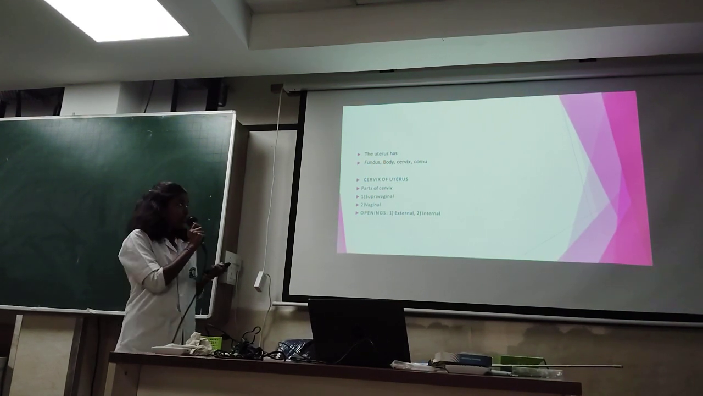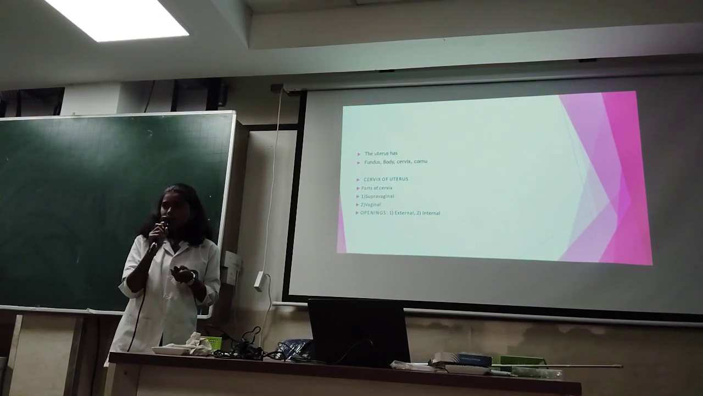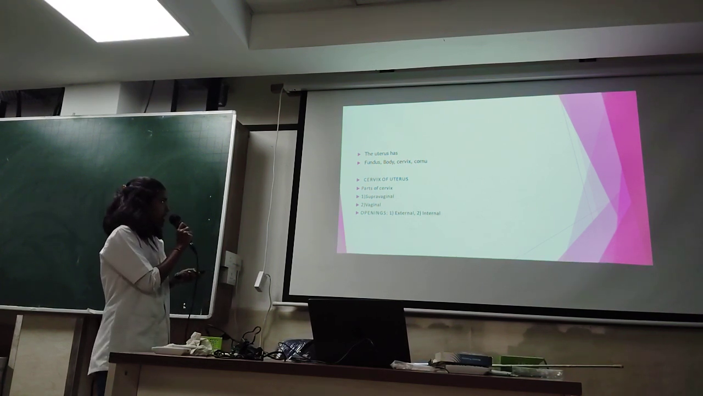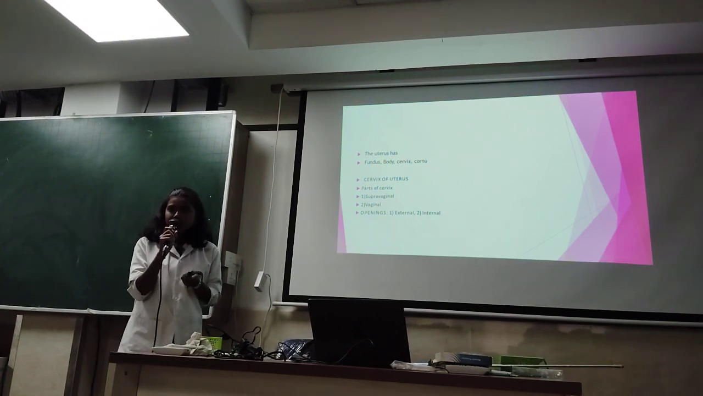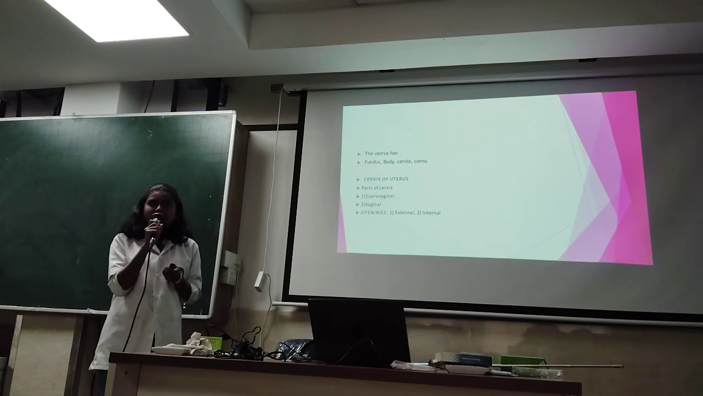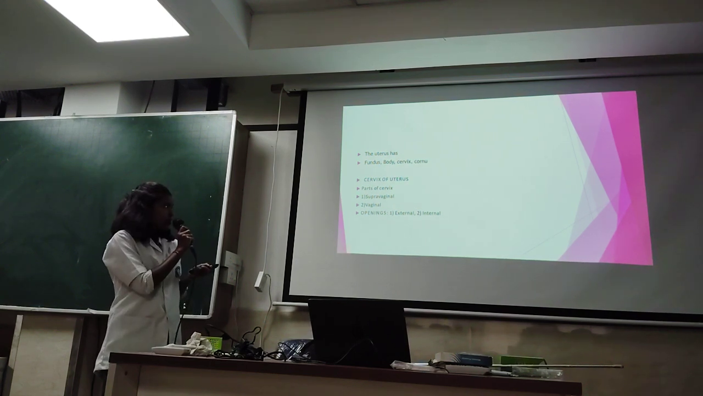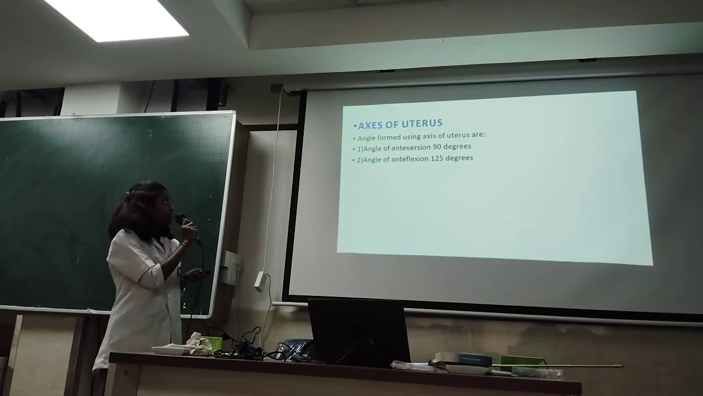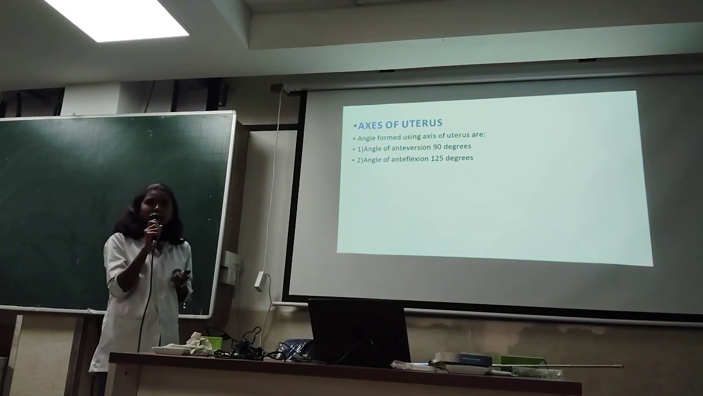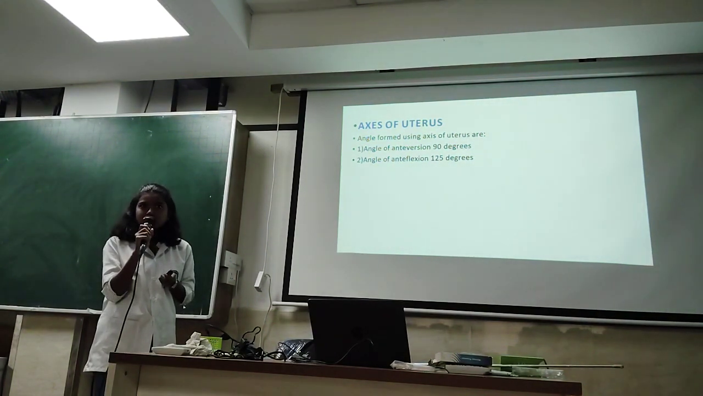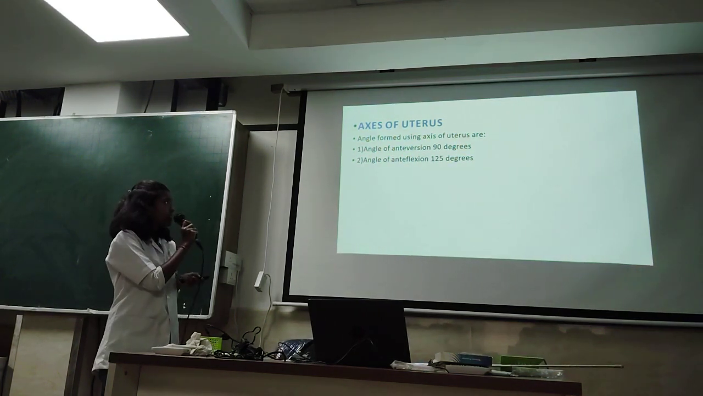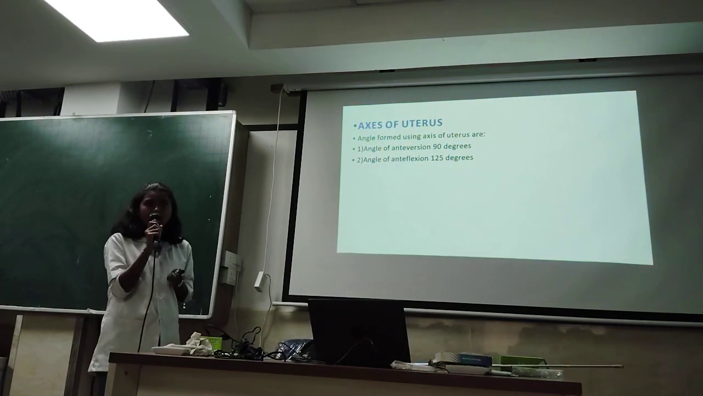So, as we have seen, the uterus has fundus, body, cervix, and cornu, in which the cervix of the uterus has two parts which are mainly supravaginal and vaginal, and it has two openings. Those are external and internal opening. Next, axis of uterus. The angles formed by the axis of uterus are anteversion, which is 90 degrees, and second is anteflexion, which is 125 degrees.